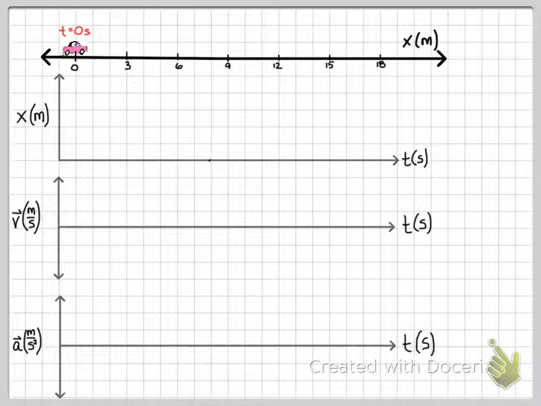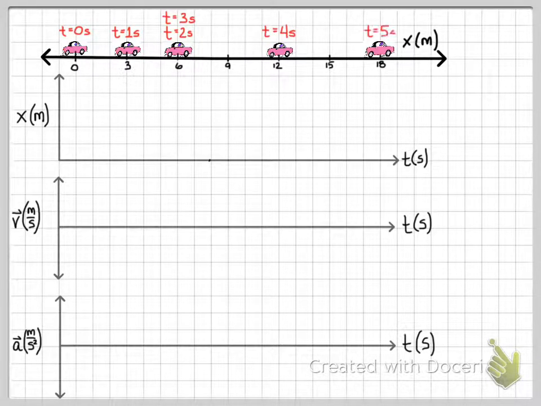Let's go ahead and plot some of these positions. We'll say that at time equals 1 second, it's 3 meters away. At 2 seconds and 3 seconds, it's 6 meters away. At 4 seconds, 12. At 5 seconds, 18. And then just for fun, at the end, we'll say that it goes back. I've drawn it upside down so we're not seeing cars on top of other cars, but it's on the same number line. So at 8 seconds, it's back at 9 meters away from where it started, and at 10 seconds, it's back to the origin, or where it started from.